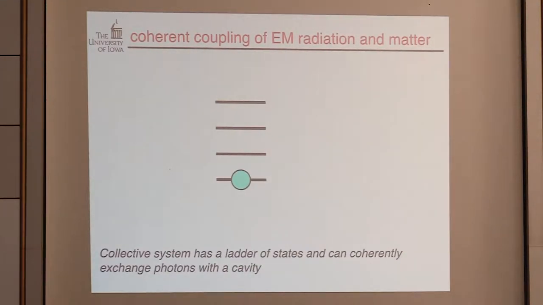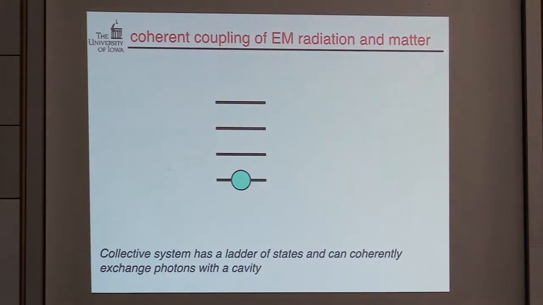So why look at the magnetic system, which is going to be down by essentially factors of the fine structure constant, a couple of orders of magnitude relative to the electric dipole? It's going to be weak in principle. And the argument that we were looking at was that you can use a collective system, which has a ladder of states, which can coherently exchange photons with the cavity, and then you get an amplification of the effect.